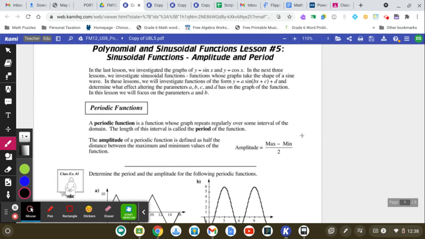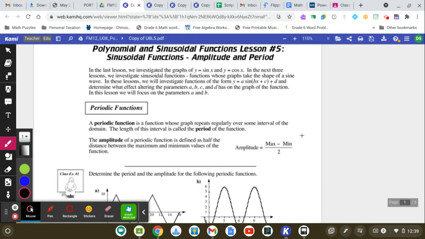In these lessons, we will investigate functions of the form y equals, notice the a, sine of bx plus c, close the bracket, plus d. You noticing all that stuff? It's going to be important. It's in your book. I'm reading along. Determine what effect altering the parameters of a, b, c, and d has on the graph of the function. And in this lesson, we are just going to focus on the parameters a and b.